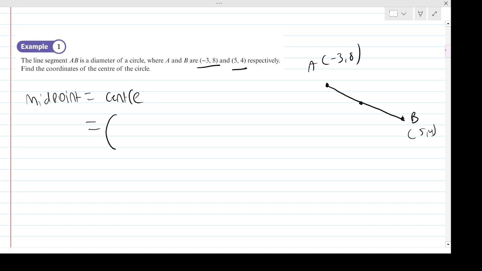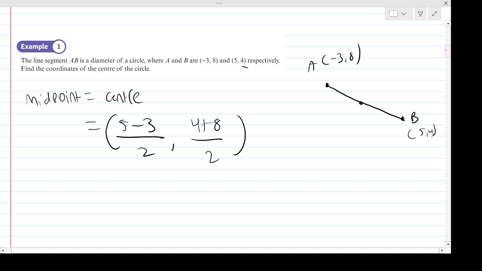The midpoint is adding both the x values first: 5 add -3, so 5 minus 3 over 2. Then we add the y values together: 4 plus 8 over 2, because there are two y values we're dealing with. So the average of those: 5 minus 3 is 2 over 2, and 4 plus 8 is 12 over 2, which gives (1, 6). And that is our centre as a coordinate.